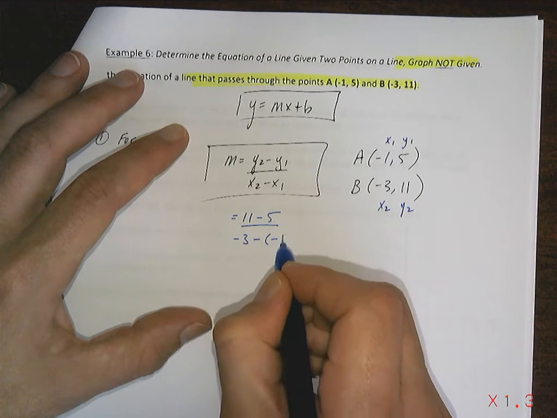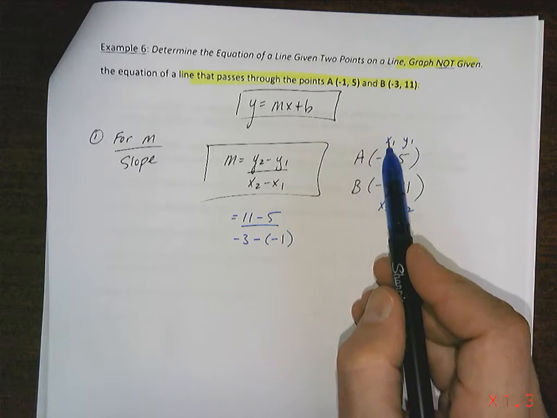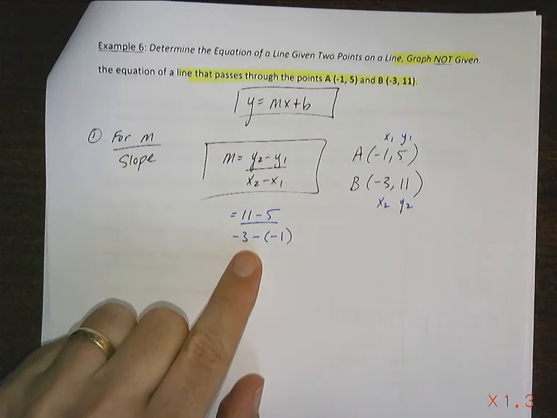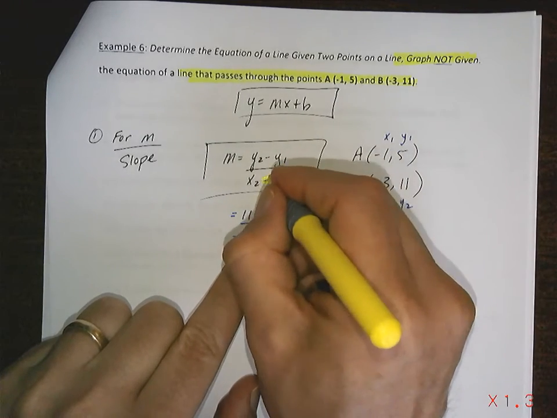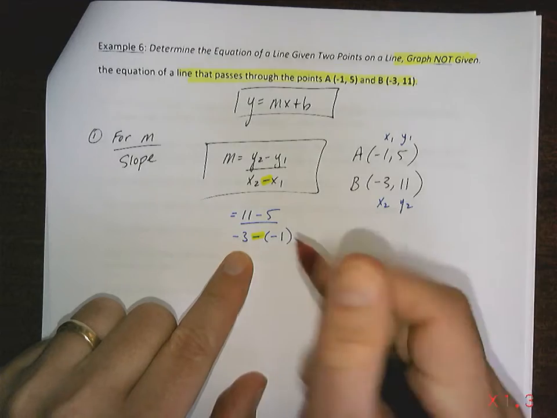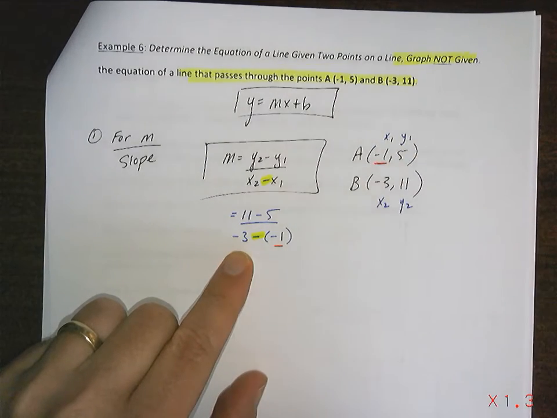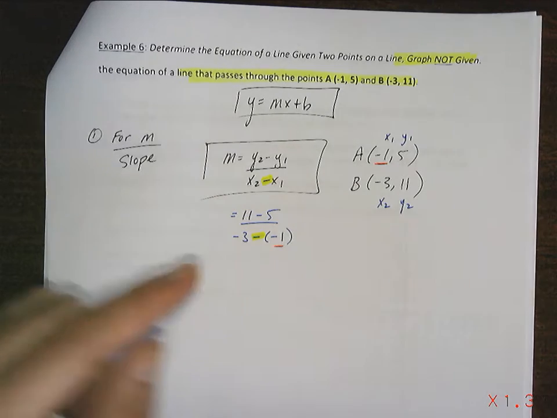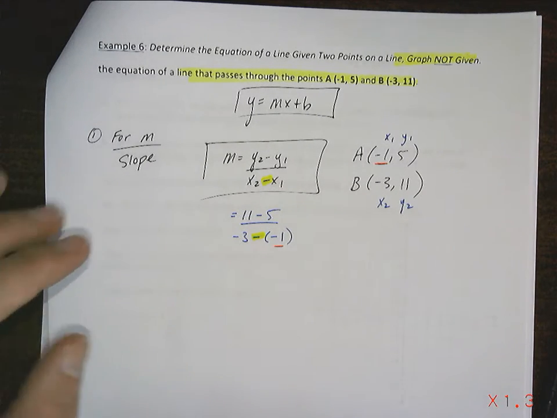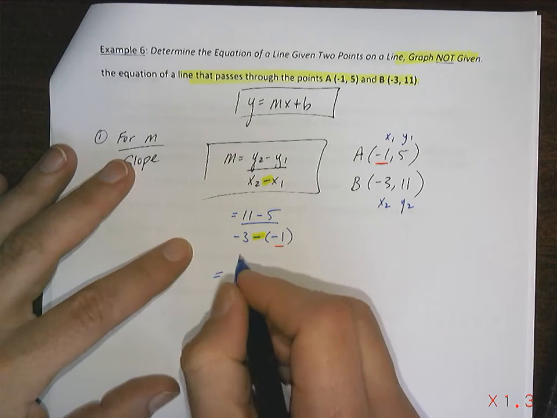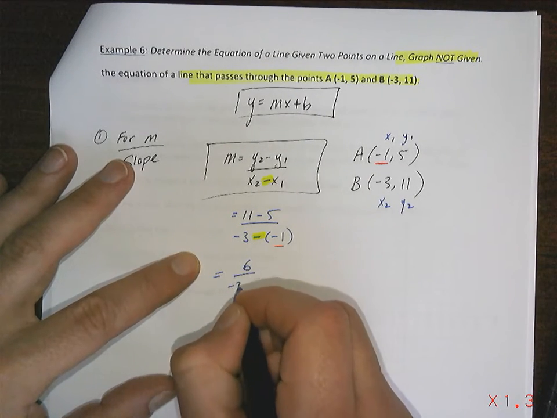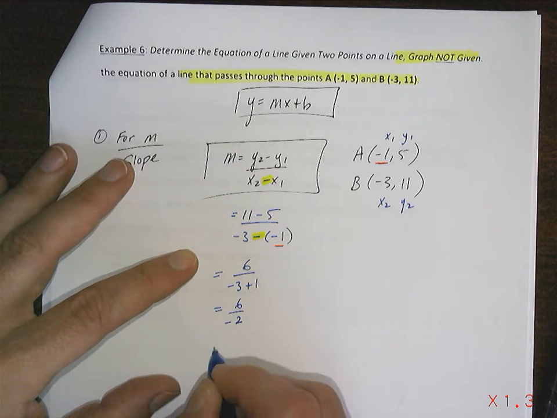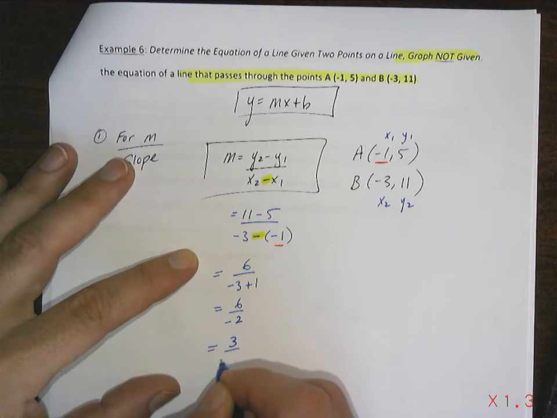Subtract negative 1. Now, be careful with that. x1 is negative 1. So it's a subtract for here. This subtract is here. And this negative 1 is from here. So be careful. That's going to give us the negative and negative together, isn't it? A negative times a negative is a positive. So we're going to end up with 6 over negative 3 plus 1, which is 6 over negative 2, which is 3 over negative 1.